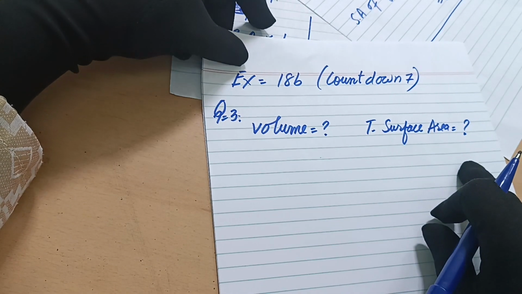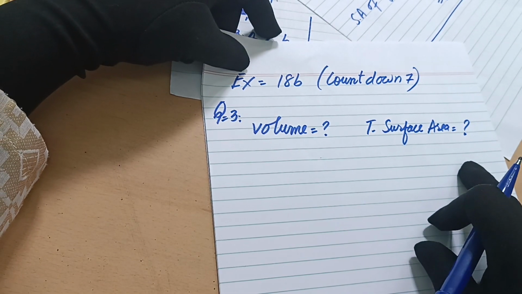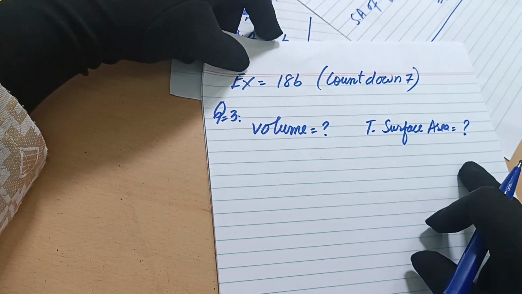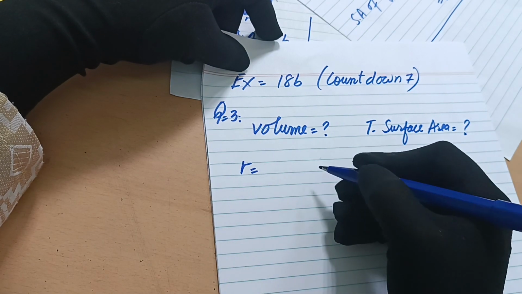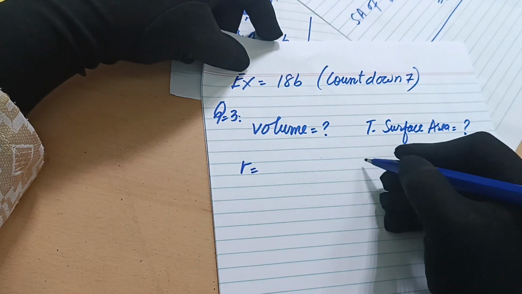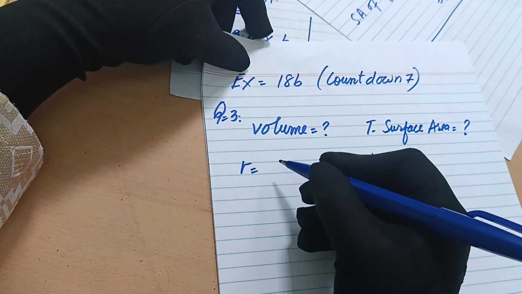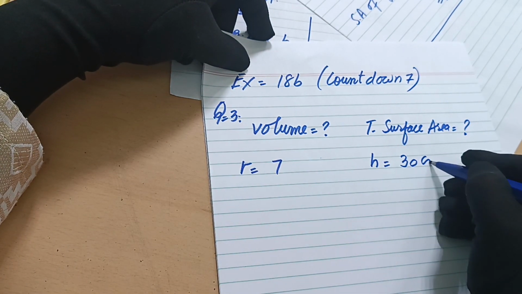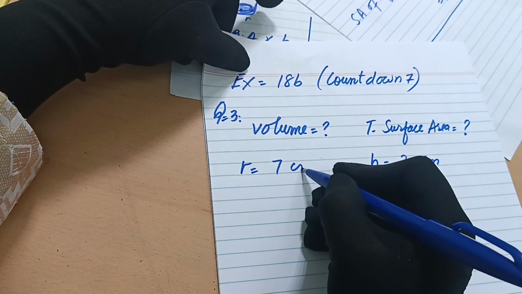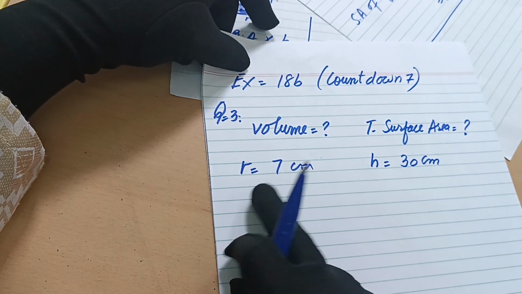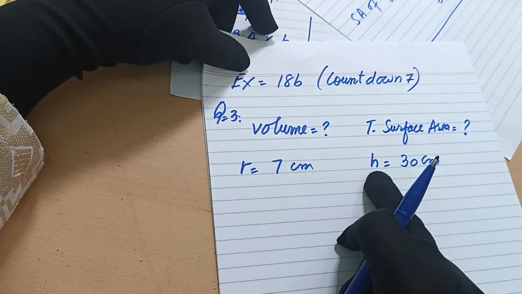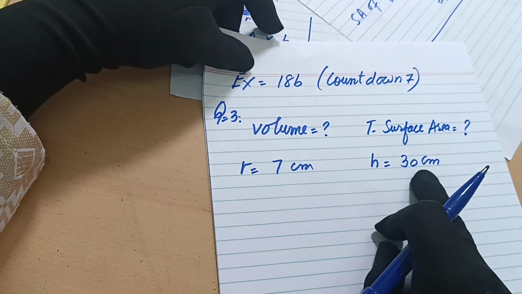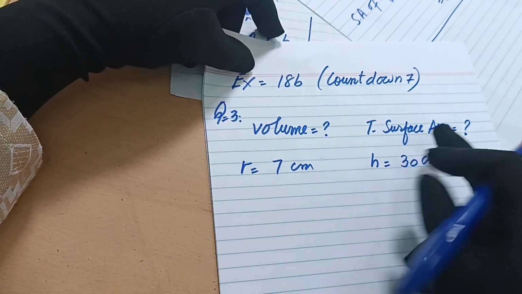First, translate the data provided by the question. Now they are saying that the radius and height are 7 and 30 centimeters respectively. Radius is first, so 7, height is discussed next, so 30. Now they are asking to find the volume and surface area.